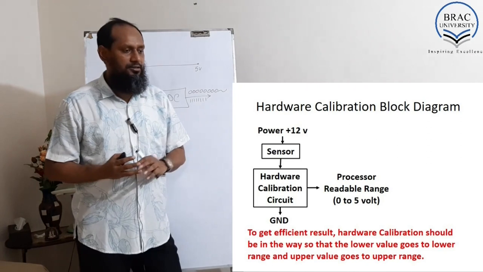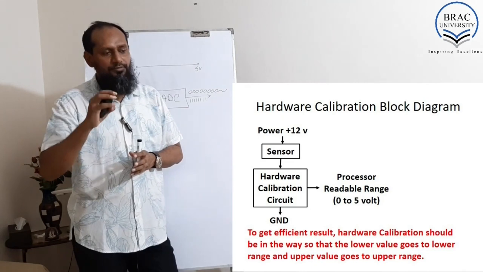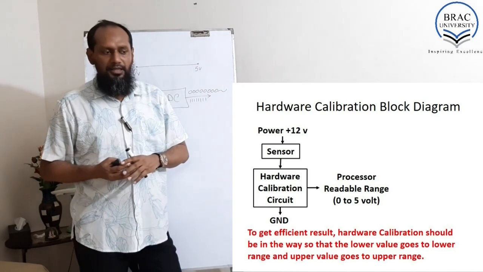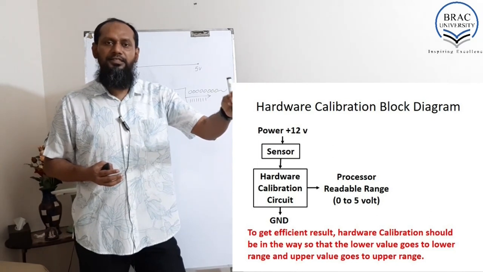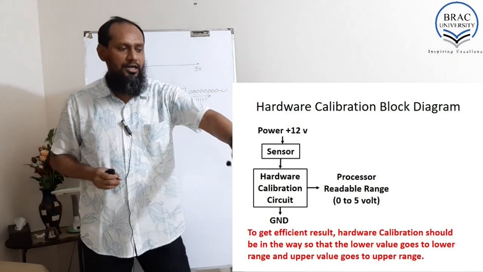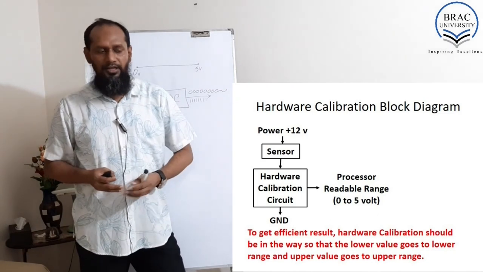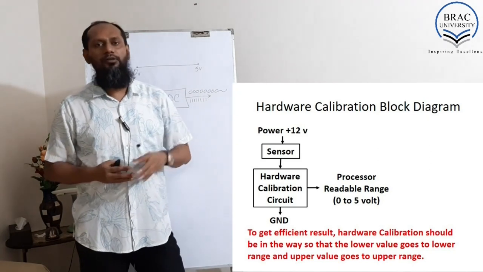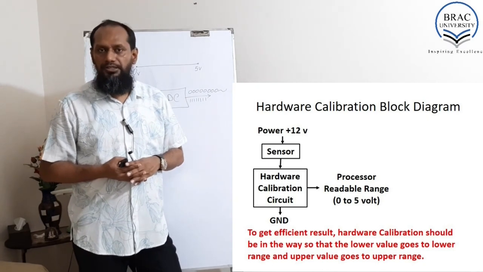Let us discuss the first part, the figure. So, how does it work? We are giving power using a 12 volt power source to a sensor. Then the sensor gives some form of sensing value, either resistance or voltage or current, to our calibration circuit. And the calibration circuit, since it's a circuit, should have a ground connection. This calibration circuit will generate a readable range of values like 0 to 5 volt. That is the basic architecture of our block diagram of a hardware calibration circuit.